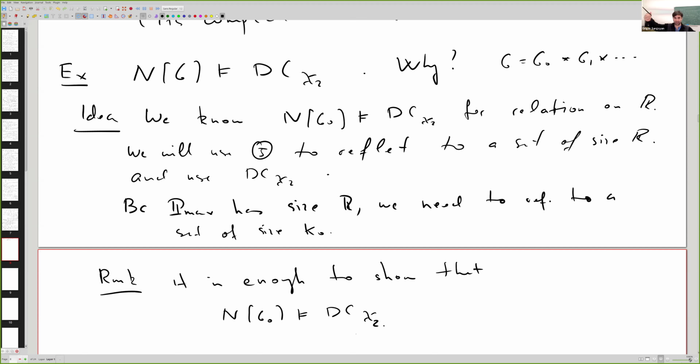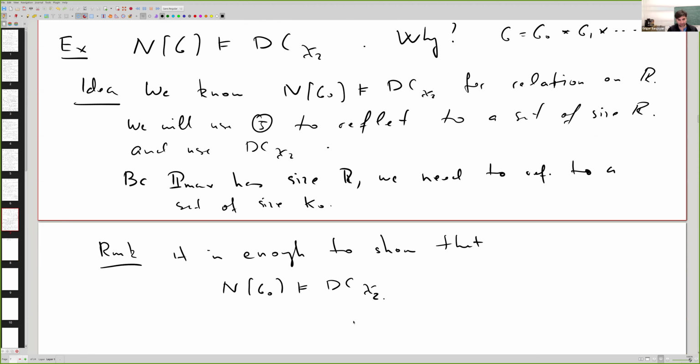Because the rest of the forcing is omega 3 closed, right? So DC Aleph 2 is preserved under Aleph 3 closed posets. So it's enough to prove that just the Pmax extension already gives you DC Aleph 2. And Woodin didn't prove this, right? He only proved this for relations in L of the power set of R, basically, not the ones that will show up above theta.